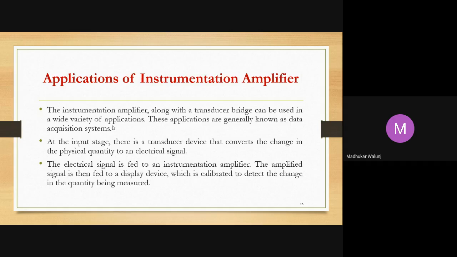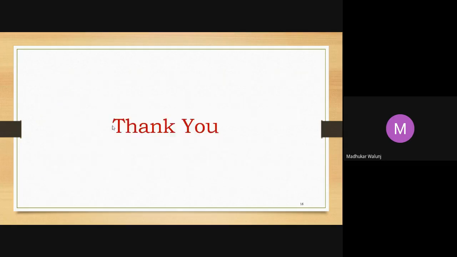At the input stage, there is a transducer device that converts the change in the physical quantity to an electrical quantity. This electrical signal can be fed to an instrumentation amplifier. Finally, the measuring or test equipment measures the values of the atmospheric physical quantities, like atmospheric pressure and so on. The amplified signal is then fed to the display devices, which are calibrated to detect the change in the quantity being measured. So this is the use, or application, of an instrumentation amplifier.